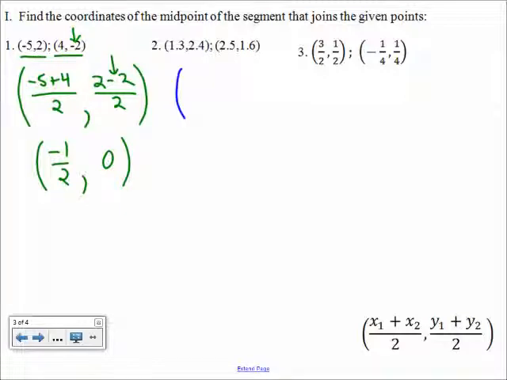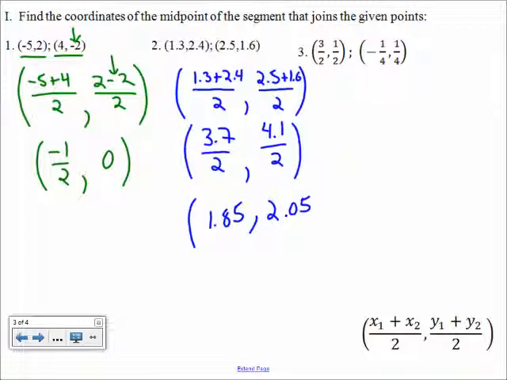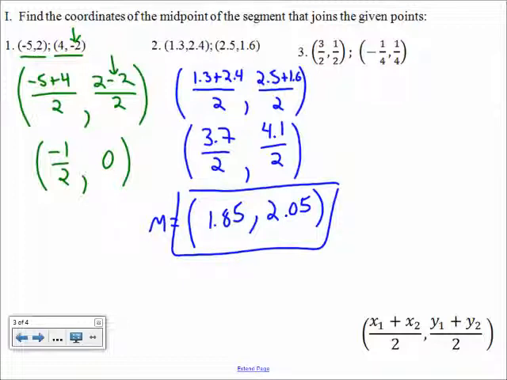For number 2, the average of the x's is 1.3 plus 2.4 over 2. The average for the y's is 2.5 plus 1.6 over 2, which leaves me with 3.7 over 2 and 4.1 over 2. If I do those divisions, I end up with 1.85 using a calculator, and 4.1 divided by 2 will give me 2.05. There's my midpoint. You could also label it M for midpoint.